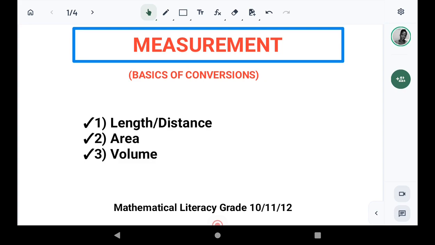And in this video, we're going to look at measurement, the basics of conversions from mathematical literacy, grade 10, 11, and 12.